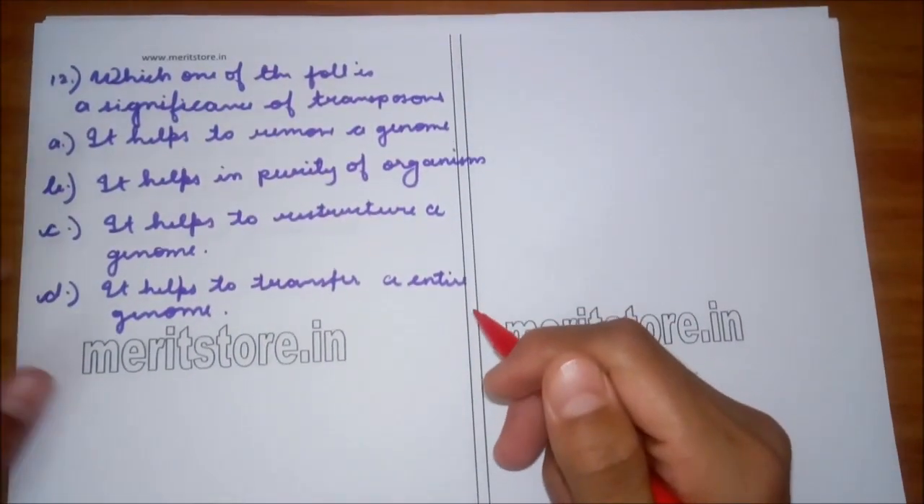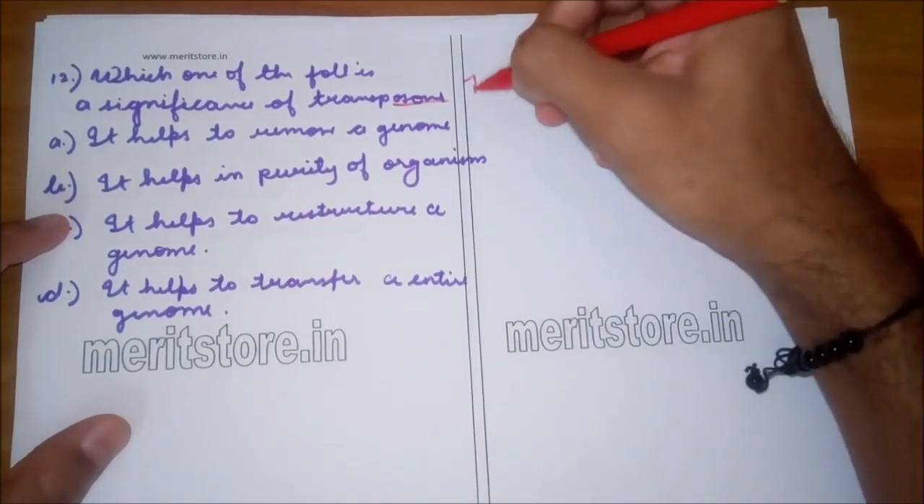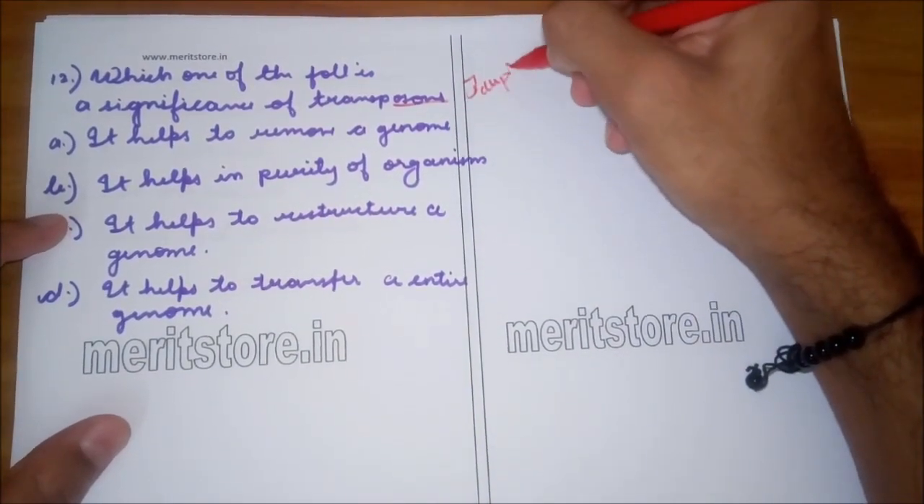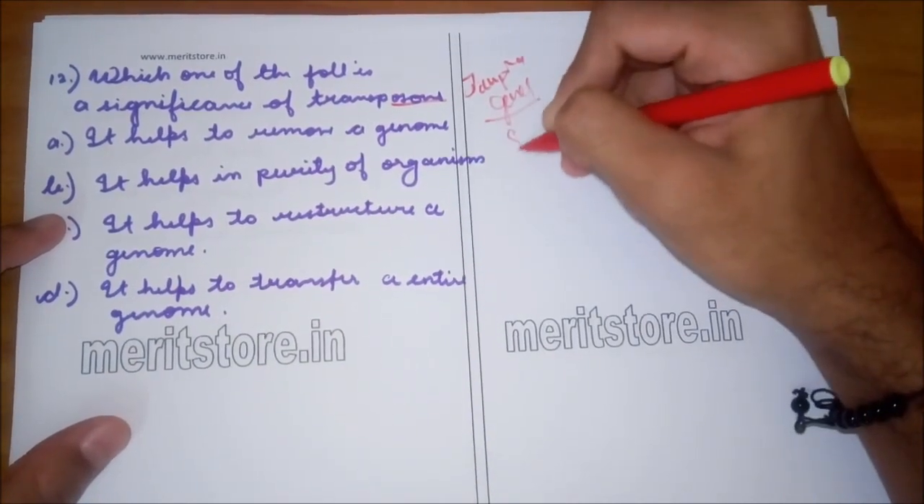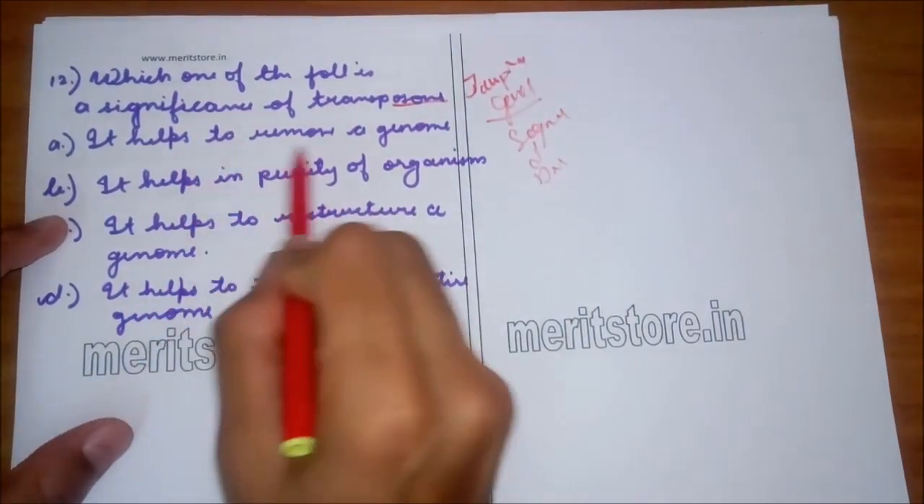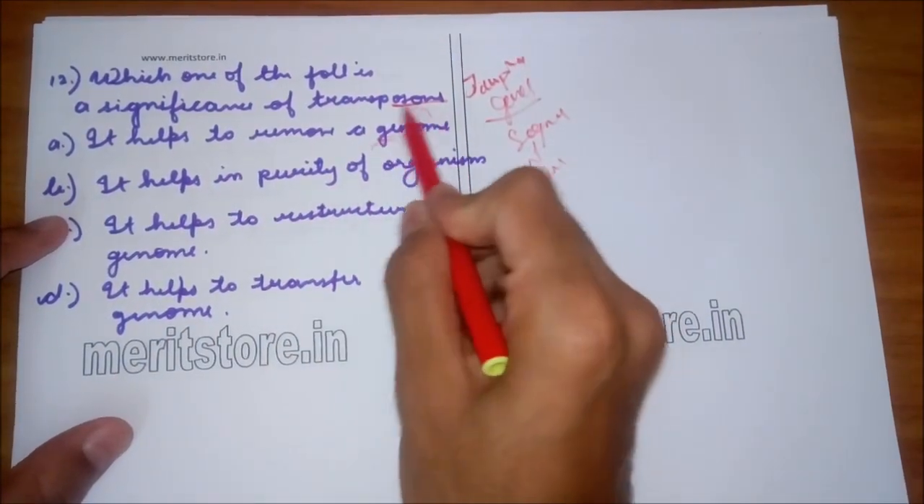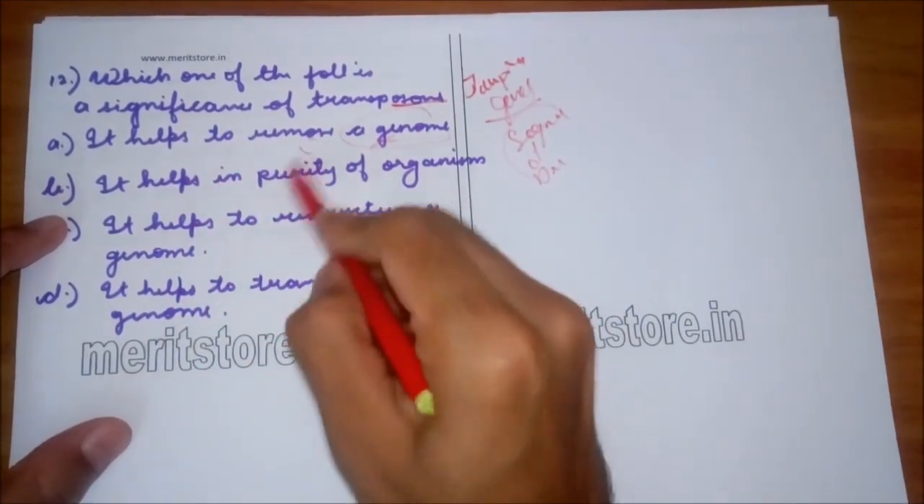Question number 12. Which one of the following is the significance of transposon? Transposons are nothing but jumping genes. Since they are genes, they are just specific segments of DNA. So the first option, helps to remove a genome, is not possible because that is an entire DNA. It is just a segment. So the first option is wrong.